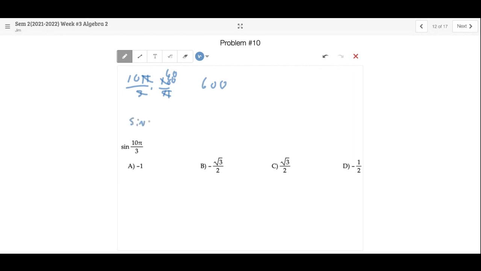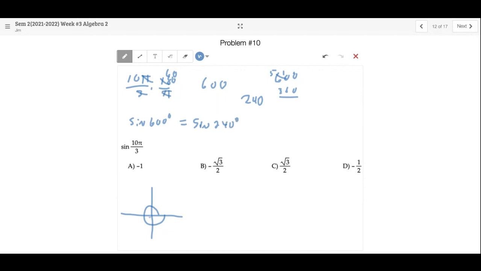So basically, I'm asking you to find the sine of 600 degrees. Well, I need a reference angle. Remember, we did that last week. So 600 goes all the way around one time, so I just take 600 minus 360. What is that going to give me? Is that 240? Okay, so the sine of 600 is equal to the sine of 240 degrees. They're exactly the same thing.